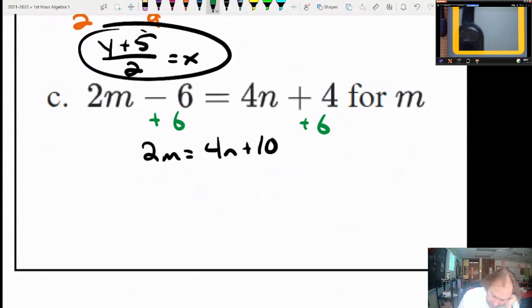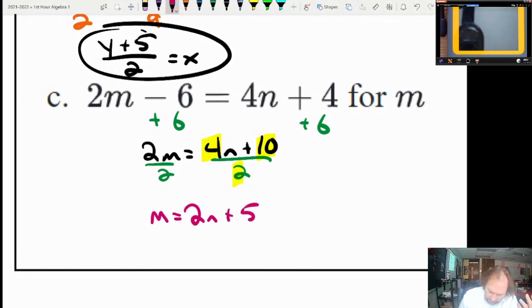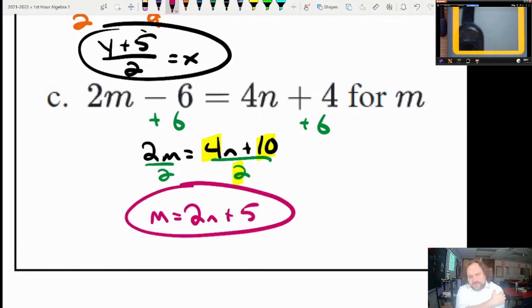And then we're going to divide everything by 2. And I actually am going to divide it here because I noticed that both 4 and 10 are even numbers, so they can all divide by 2. So m is going to equal 2n plus 5. And I think that's the best answer for that question.